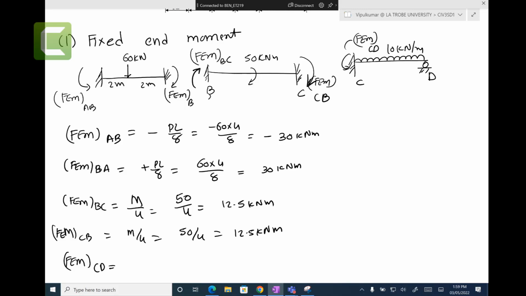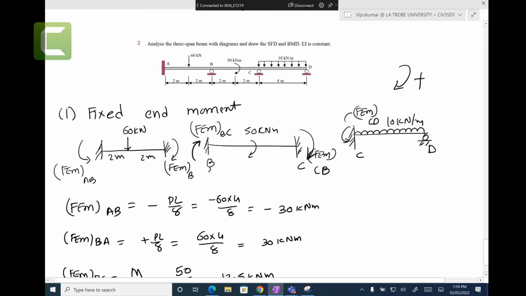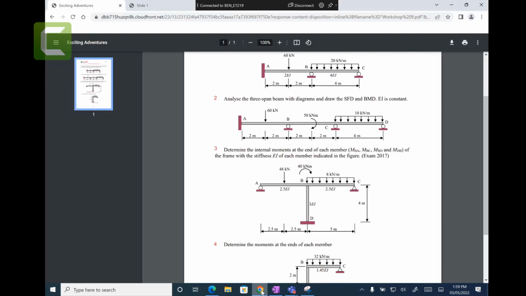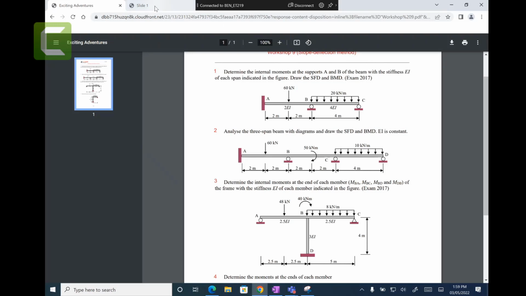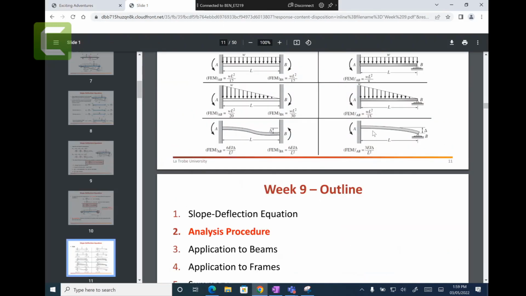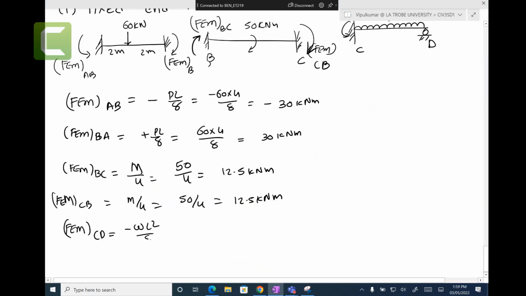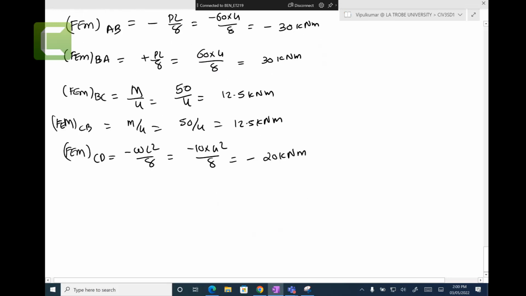Fixed moments at CD, and that is anti-clockwise. So we will have WL square over 8, minus WL square over 8, and that will give you minus 10 times 4 square over 8, which gives you minus 20 kilonewton meters. Now we write the slope deflection equations.